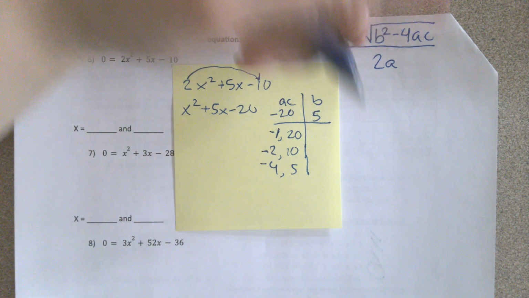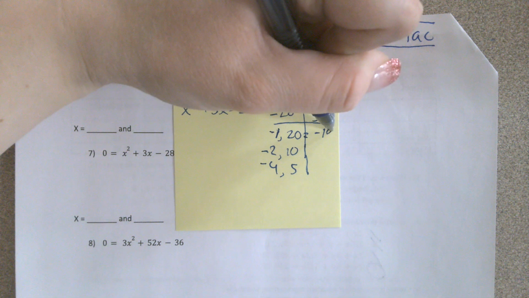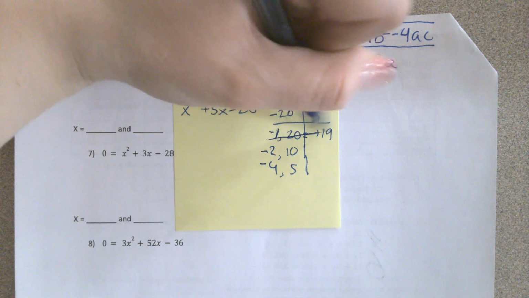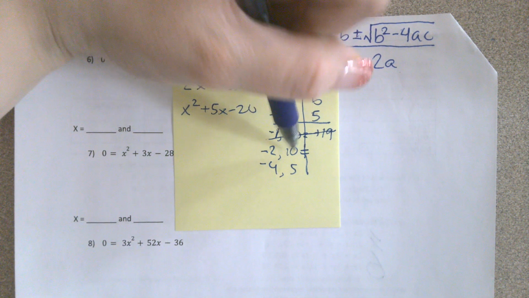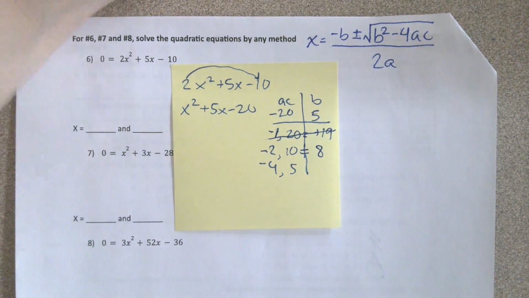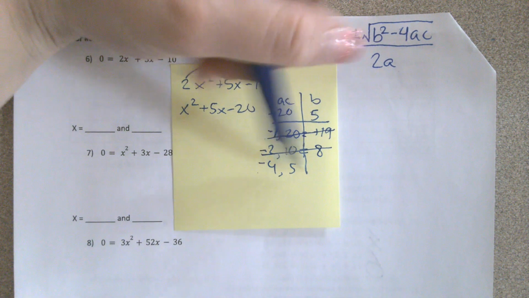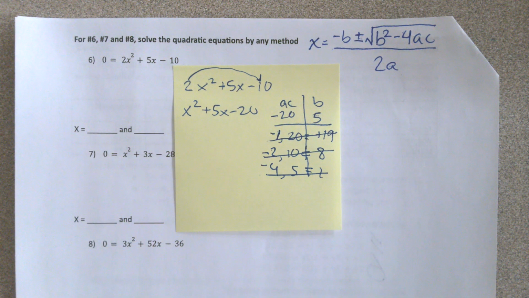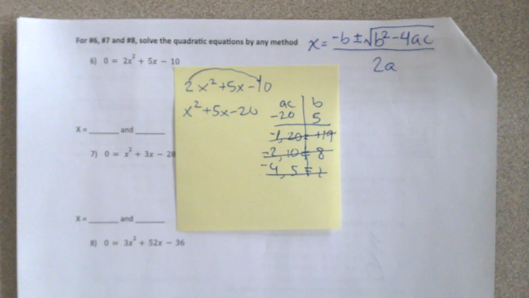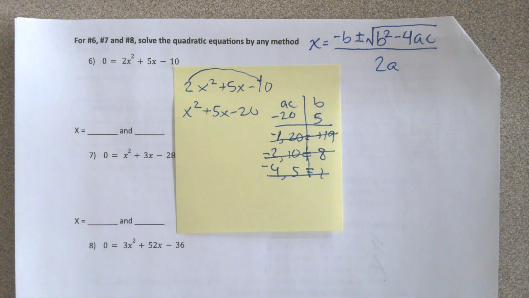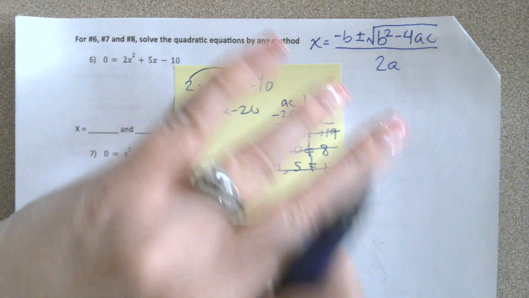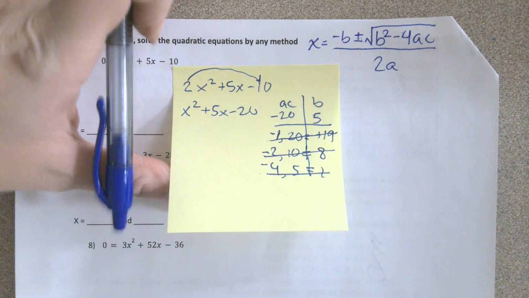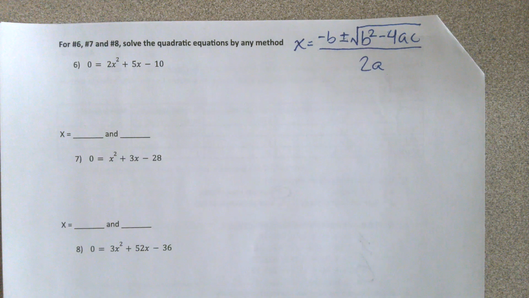Negative 1 plus 20 is positive 19. It's not what we're looking for. Negative 2 plus 10, that's positive 8. It's closer, but that's not what we're looking for. Negative 4 plus 5, that's positive 1. That's not what we're looking for. There are no other factors. So not factorable, you have to use quadratic formula. So while factoring can save you some time, this is kind of a setback, unfortunately.